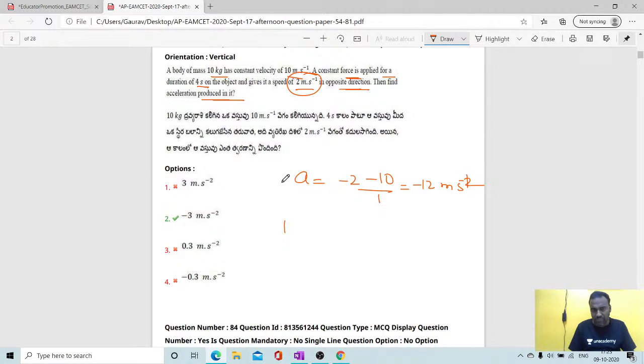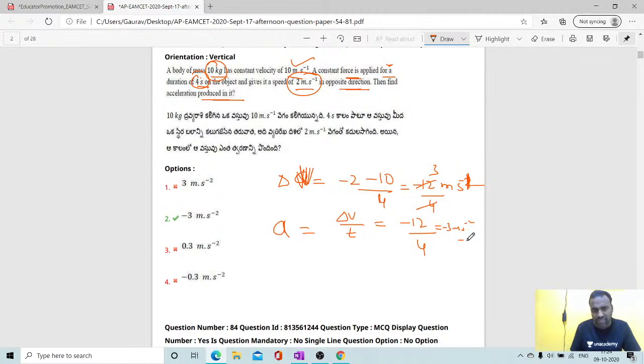So your change in speed, students, this is a change in speed. Acceleration is equal to change in speed upon time, of course. So -12 upon 4. See here, students, the body of mass 10 kg, constant velocity 10, a constant force is applied for a 4 seconds duration. So actually time should be given 4 seconds over here. So we'll get over here that -3 meters per second square. Option 2 is the answer.